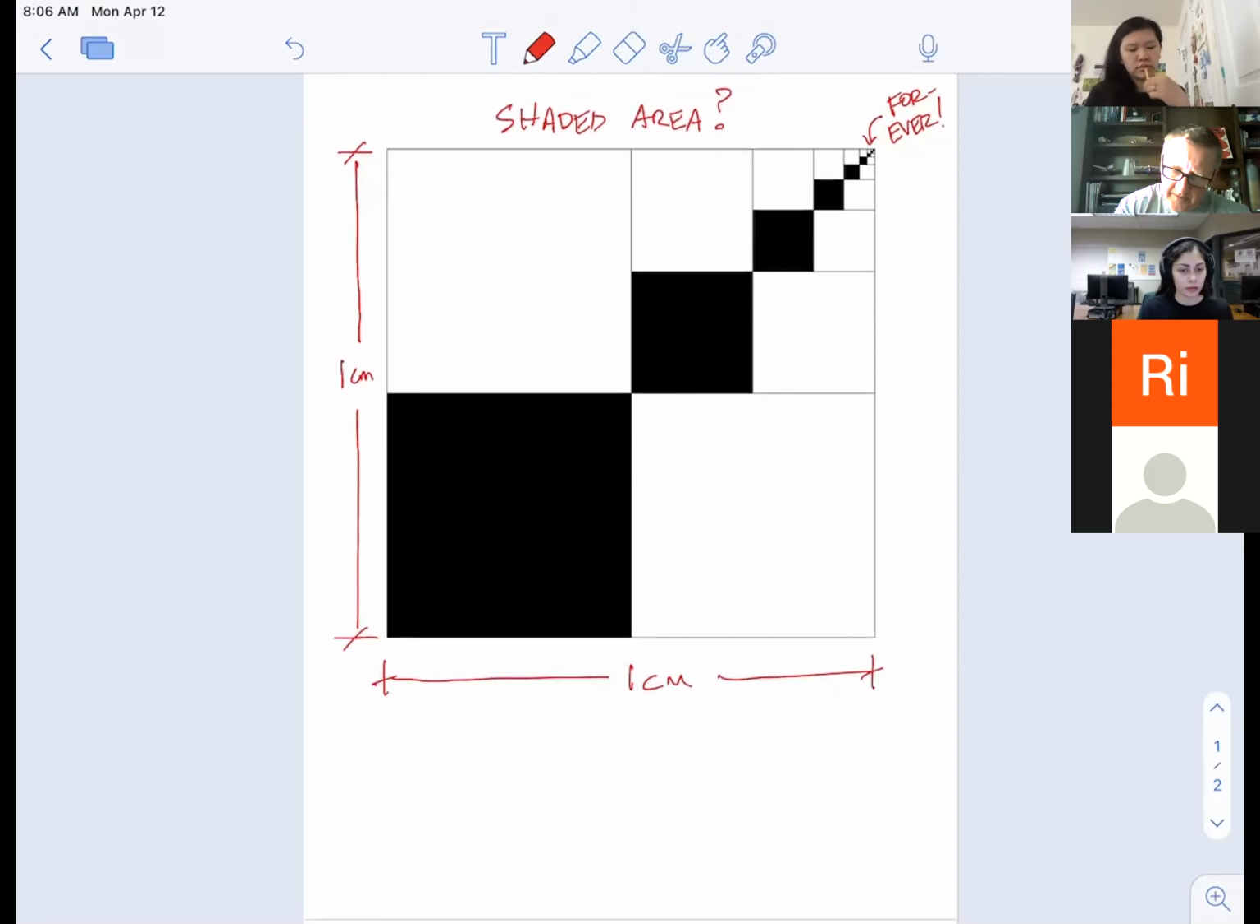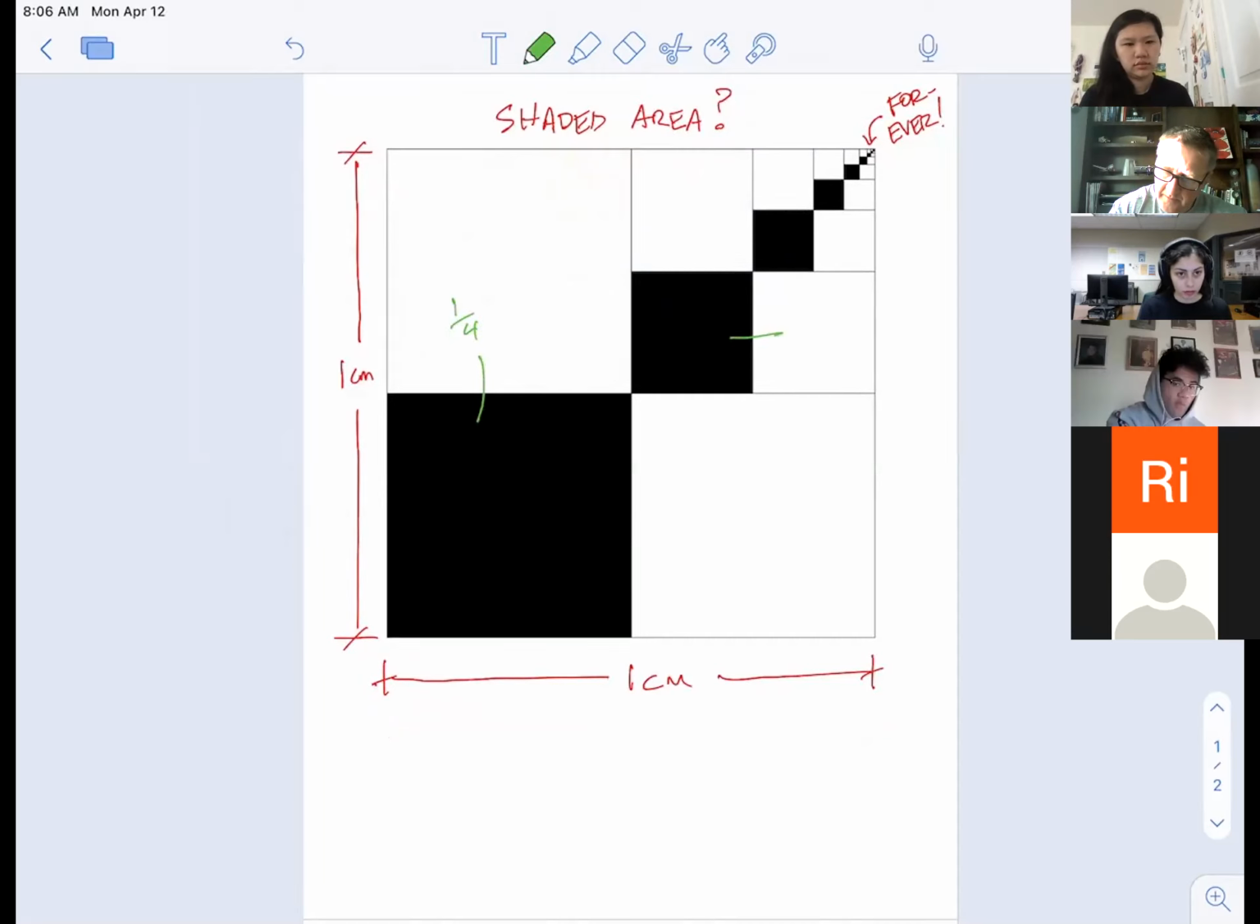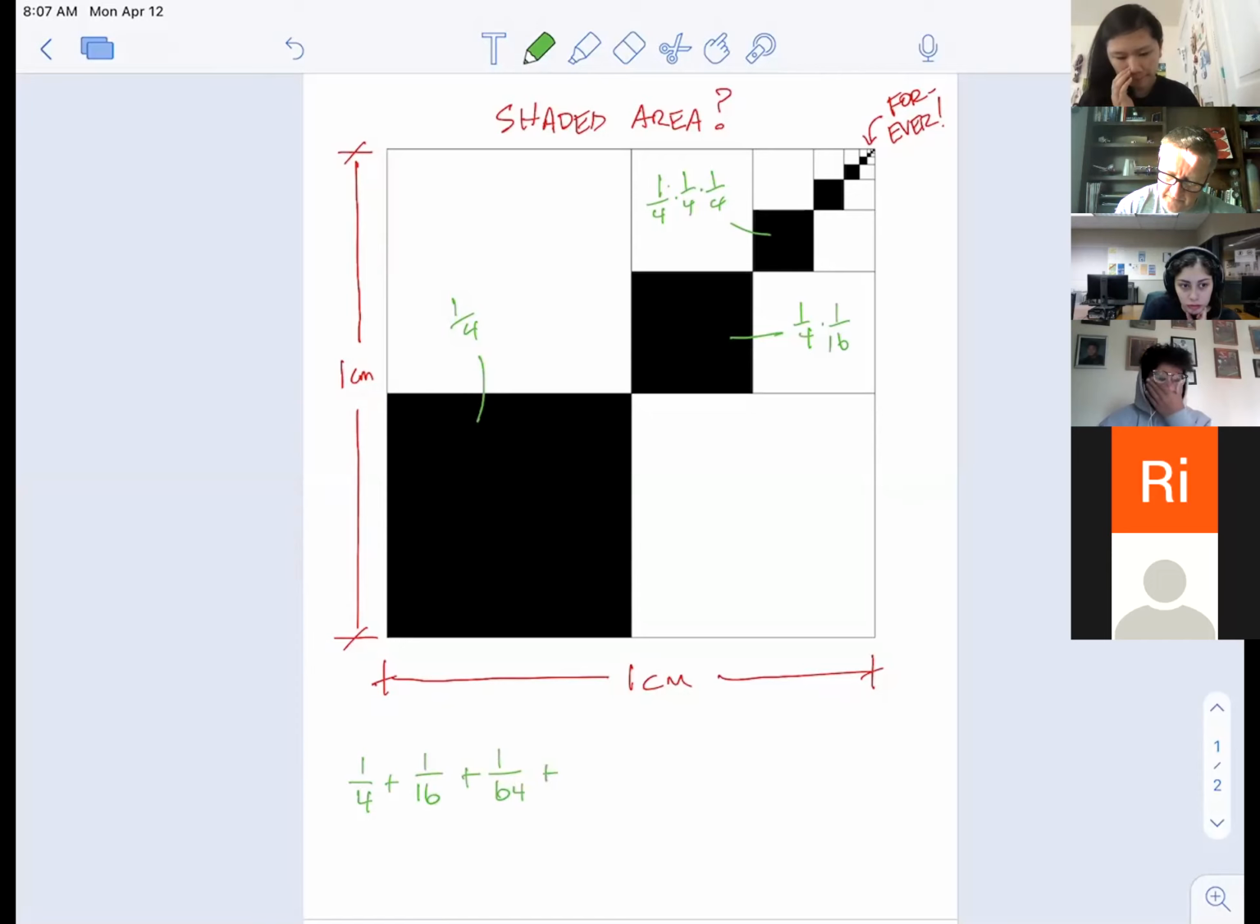So maybe it takes a second to get going on this, but if you recognize that this is a fourth and this is a fourth of a fourth and this is a fourth of a fourth of a fourth, at some point you realize the problem is 1/4 plus 1/16 plus 1/64 plus, oh geez, what's the next one? 1/256, is it? Yeah. Plus dot dot dot forever.